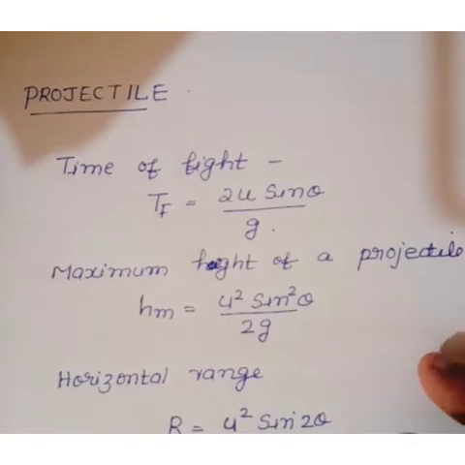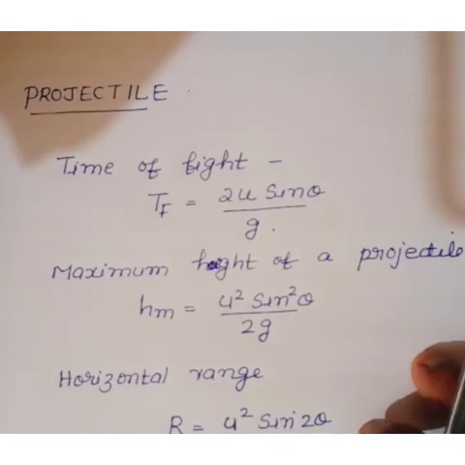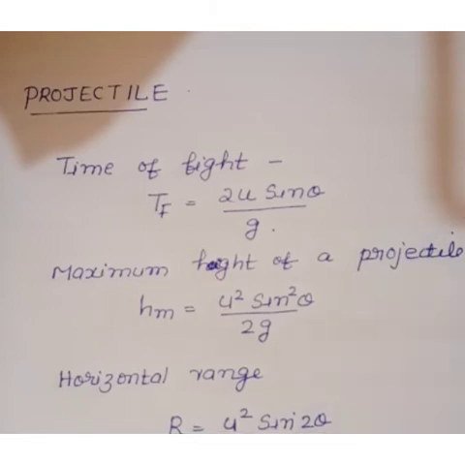Now we have to discuss some problems related with the projectile. Can you understand about projectile? So what is a projectile? An object projected in space or air such that it moves under the effect of gravity alone, we call it a projectile. Also we have to derive some equations related with that projectile, that is time of flight, maximum height of a projectile, then horizontal range.